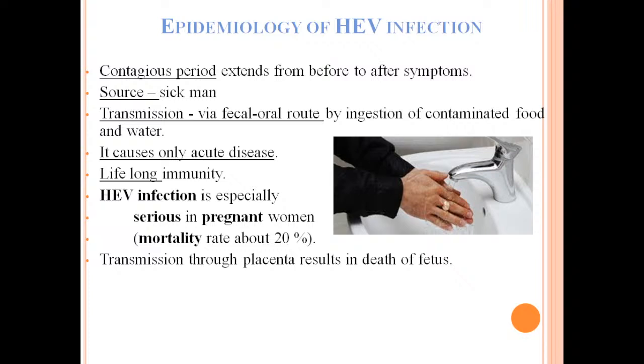Hepatitis E virus infection is especially serious in pregnant women. Its mortality rate is about 20%. Transmission through placenta results in death of the fetus, so it may be transmitted through placenta.